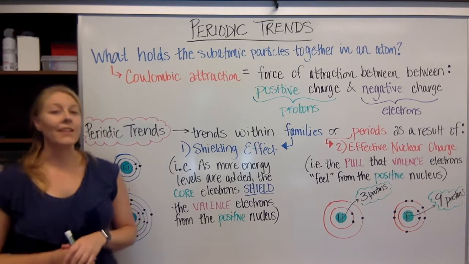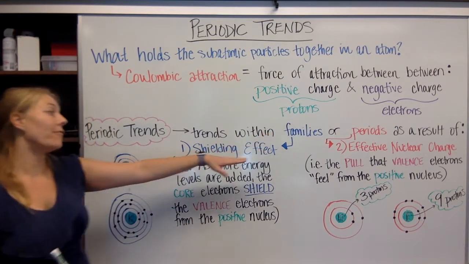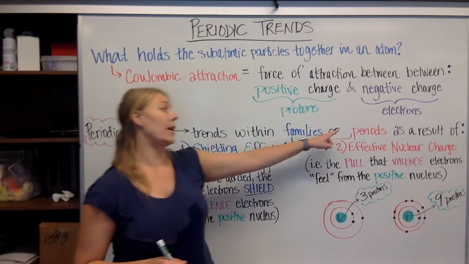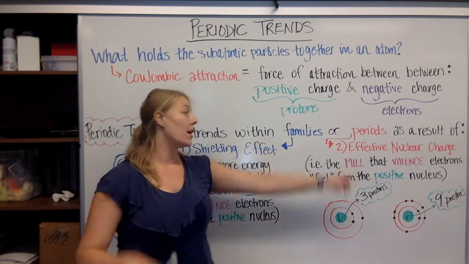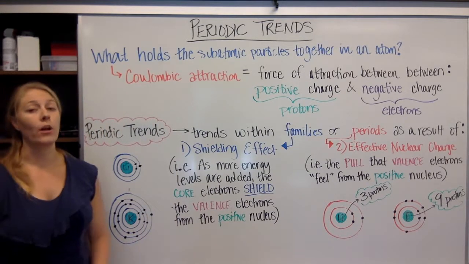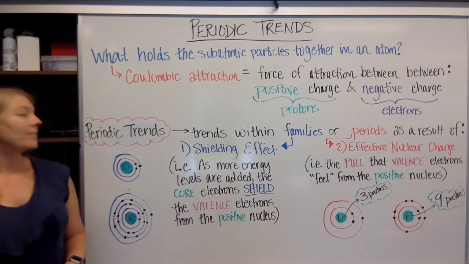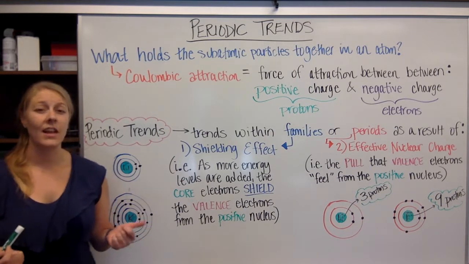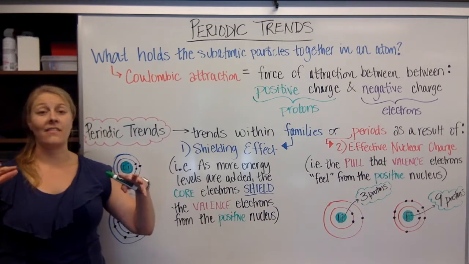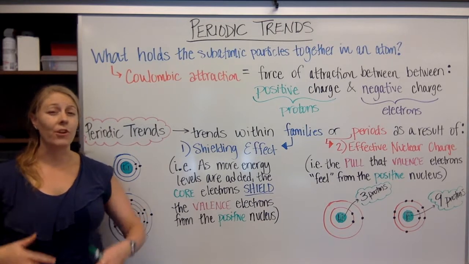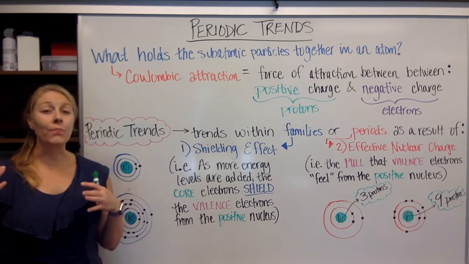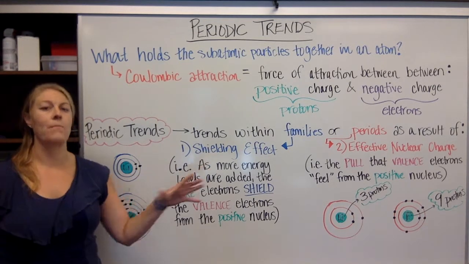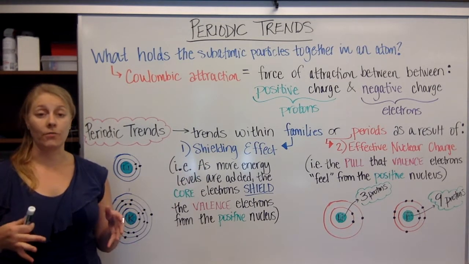We also see that generally the trends within families are the result of what we call the shielding effect, and trends within periods across a row are a result of what we call effective nuclear charge. Now the shielding effect, the way to think of this is think of yourself at a concert. Especially if it's standing room only and you're all on the same level, if you're in the very back, you're being shielded from that stage and from the performer on stage by all those people in front of you. They are blocking your view.